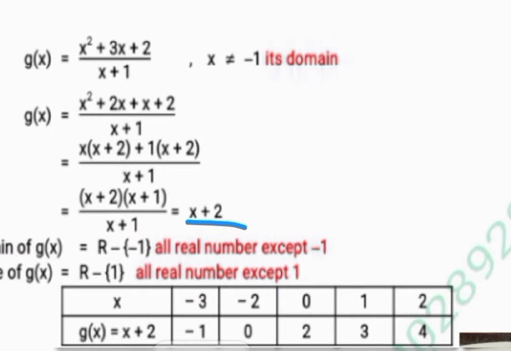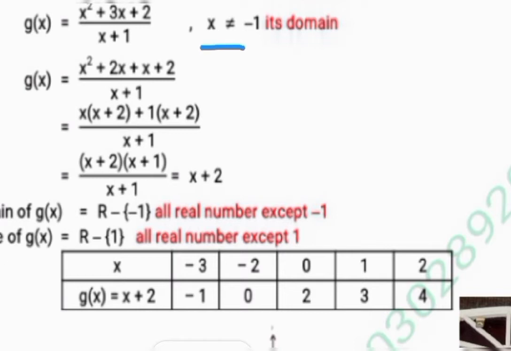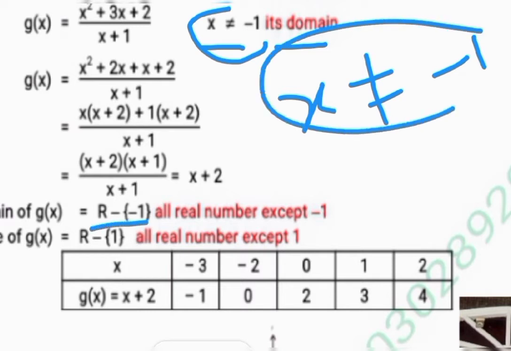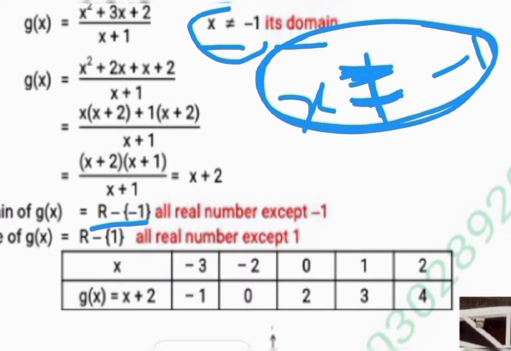Now we can make the graph, and we can learn the domain and range very easily. As I've told you, if this is given in the question, this is the domain. X is not equal to -1, this is the domain. It means the set of all real numbers except this value. Not equal means this is not included in the domain. All real numbers are included, but this number is not included.